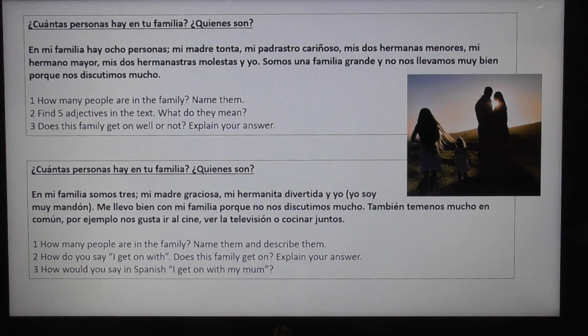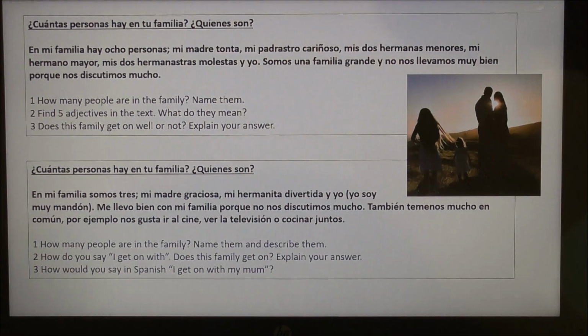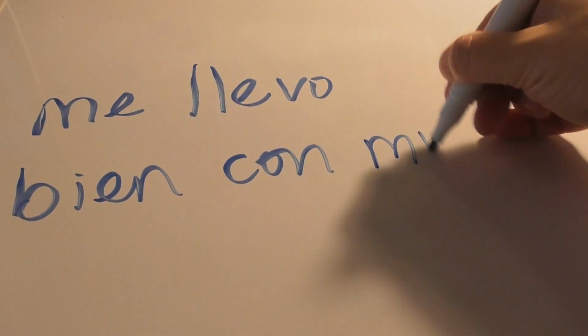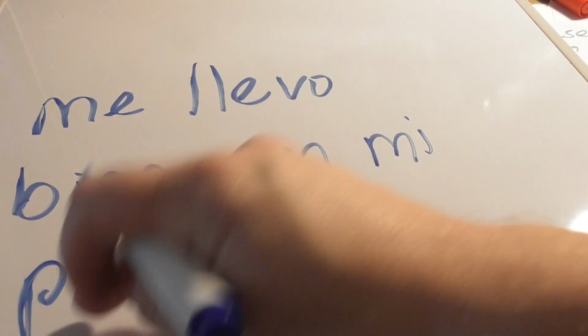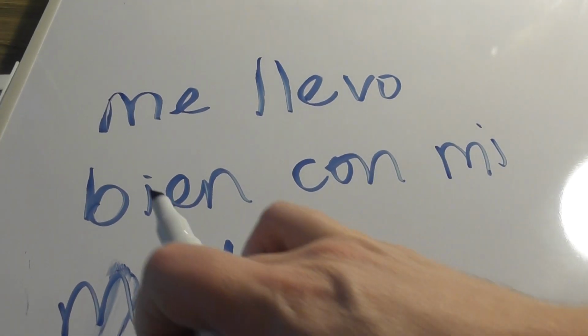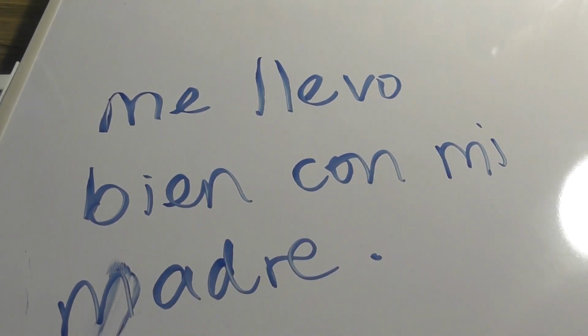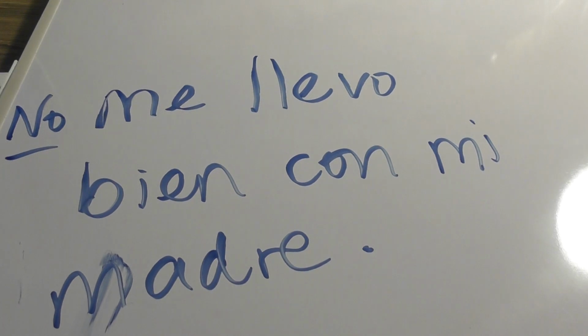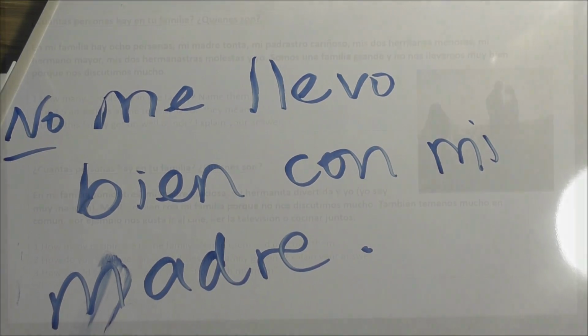And finally, how would you say in Spanish, I get on with my mum? So that's going to be me llevo bien con mi madre. And what about if I were to make that negative and I wanted to say I don't get on well with my mum? You quite simply just start the sentence with no. No me llevo bien con mi madre. I don't get on well with my mum.